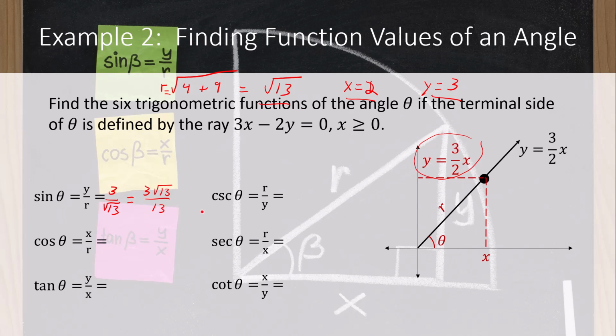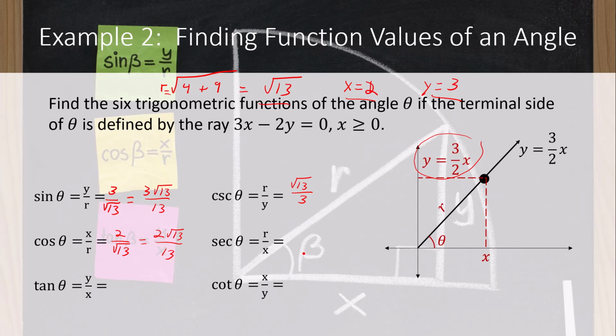Now, for cosecant, that's just the reciprocal of that, so that will be the square root of 13 divided by 3. We don't need to do anything else because here our denominator is rationalized. Now, cosine is going to be x, which is 2, divided by the square root of 13. Rationalizing the denominator, we will have 2 times the square root of 13 divided by 13.